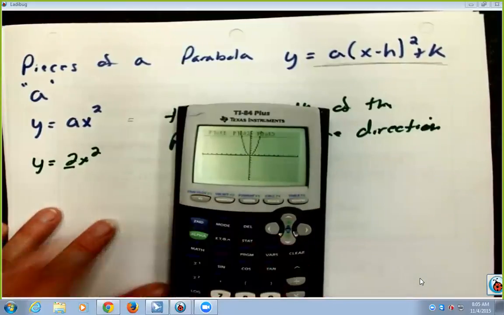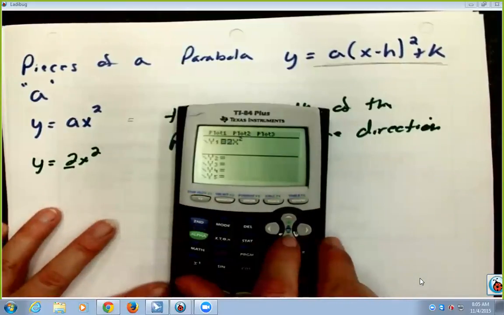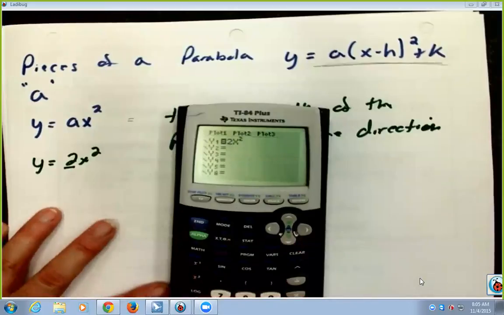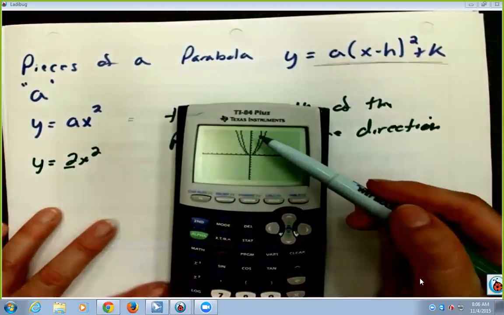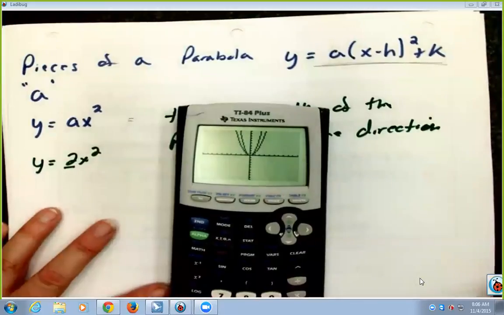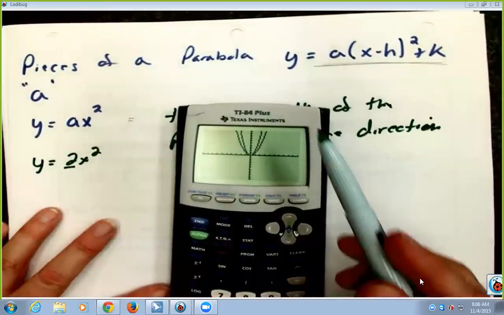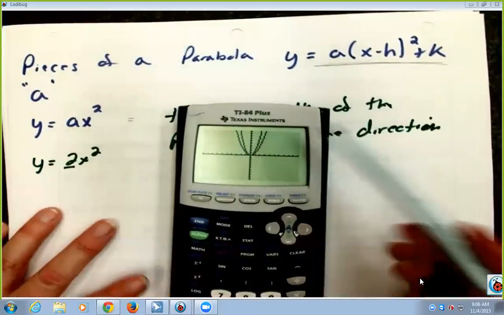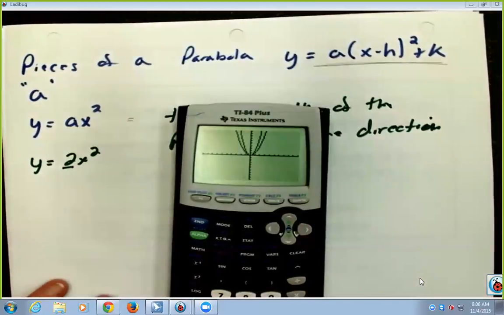If I go back to my y equals and go down to y2, and I put in just plain x squared, what that means is that there's a 1 in front of it, and I hit graph, that was my first parabola. And if there's a 1, I get just a general run-of-the-mill parabola. So if you look back at that 2, what it did is it made the graph narrower.